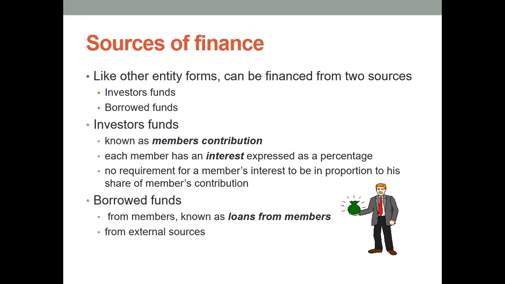And then let's look at borrowed funds. How do they borrow funds? First, they can borrow funds from their members. This is known as loans from members. So if a certain member has maybe a spare 10,000 that they are not using, they can give it to the CC as a loan. And then there are external sources like banks or other financial institutions that are not part of the closed corporation.